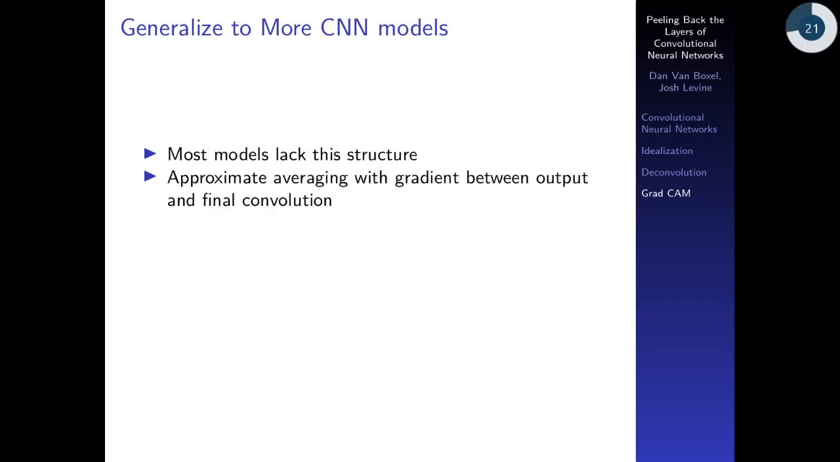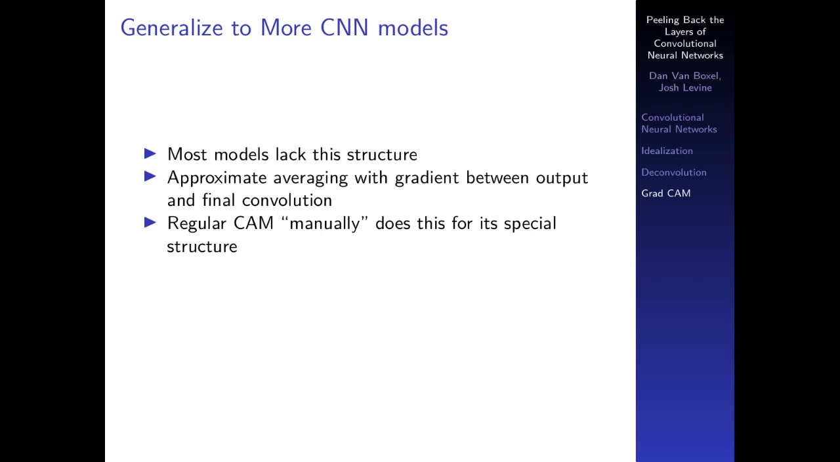Then this doesn't work. So what we can do is approximate that special structure by computing the gradient, that is, taking a first derivative approximation between the final convolutional layer and the output. There'll be some stuff in between, but we don't really care about that. We're just going to take the gradient between those things, and now we can use that value and do the same class activation mapping. And if you actually have that special structure, this is the same thing.